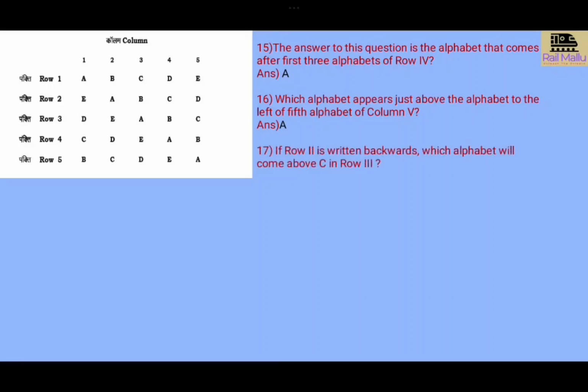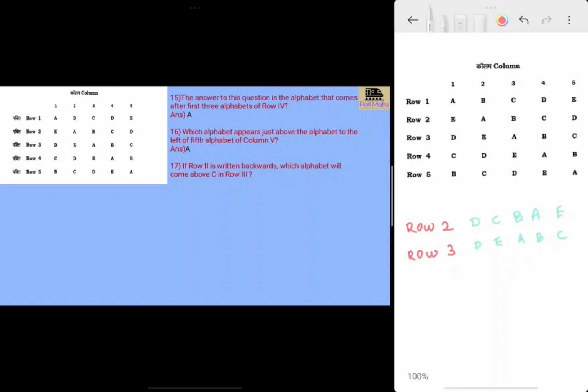The 17th question is, if row 2 is written backwards, which alphabet will come above C in row 3? Here I have written the alphabets in row 2 in reverse order, and I have written the alphabets in row 3 as such. So the question is, in this condition, which alphabet will come above C in row 3? Answer will be E, right?